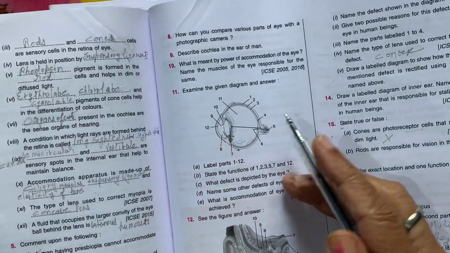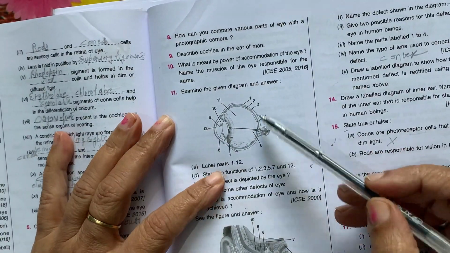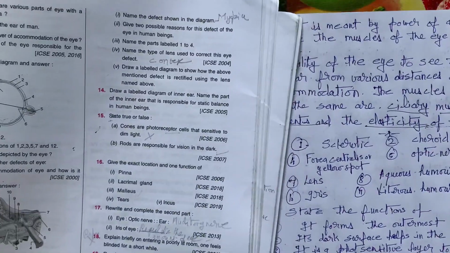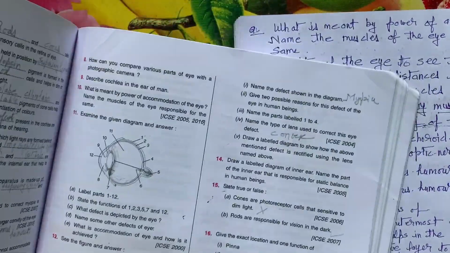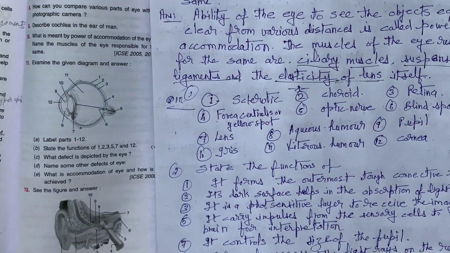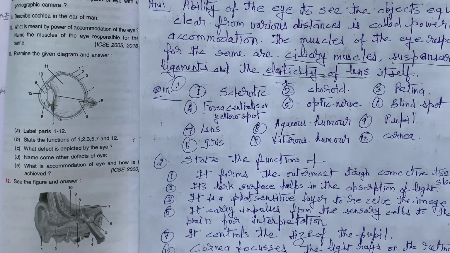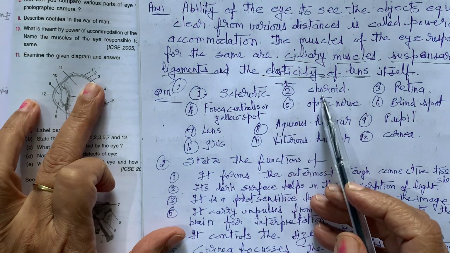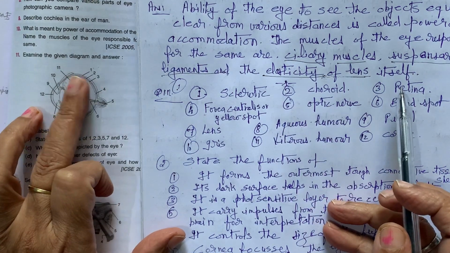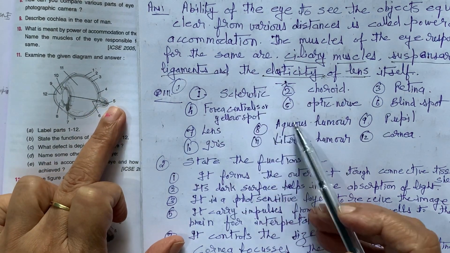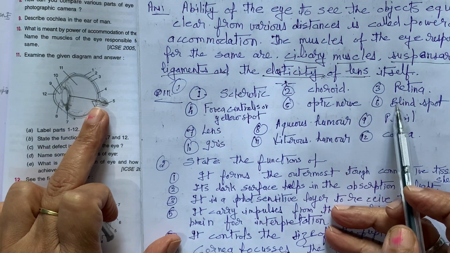Now here you see the organs. Explain the given diagram, label the parts. Sclera, sclerotic layer 1, 2, 3. Now here you see the layers present in the diagram. Number 1 is the sclerotic layer, number 2 is the choroid layer, third is the retina, they are the 3 walls of the eye. Fourth one is the fovea centralis, where the sharpest image is formed. Fifth one is the optic nerve. Sixth is the blind spot.